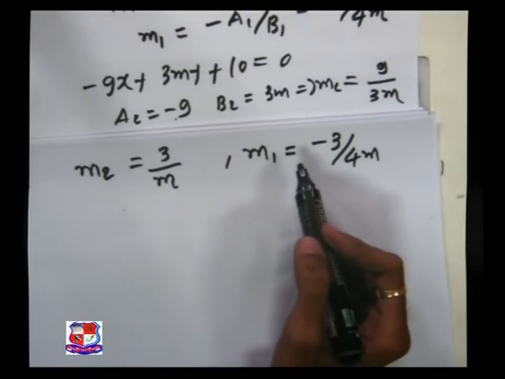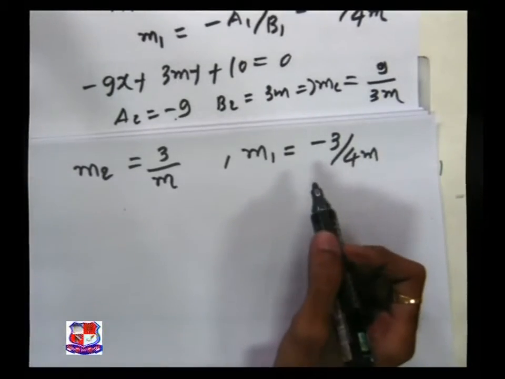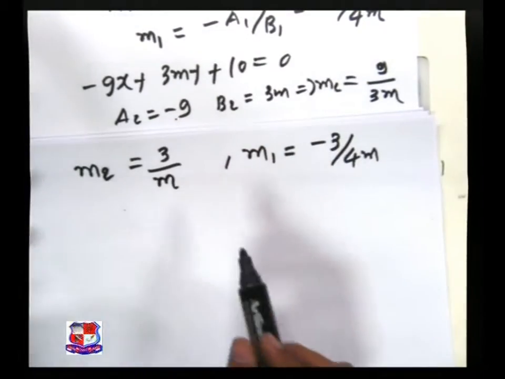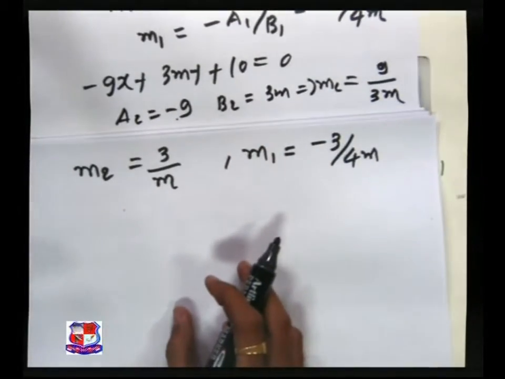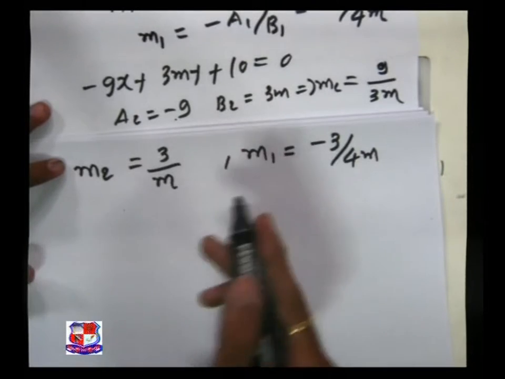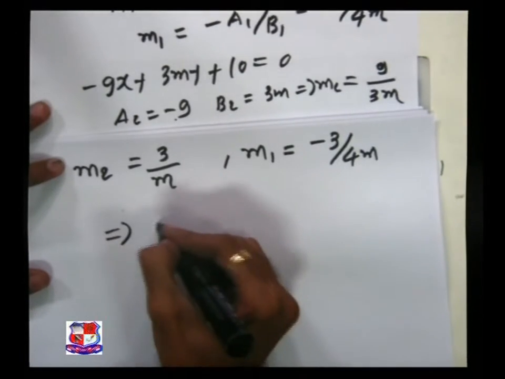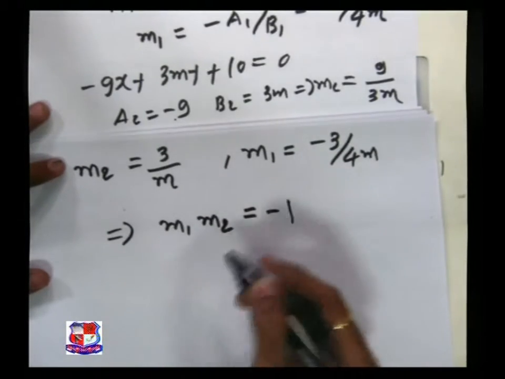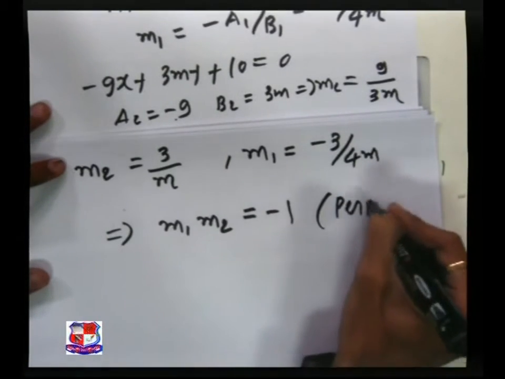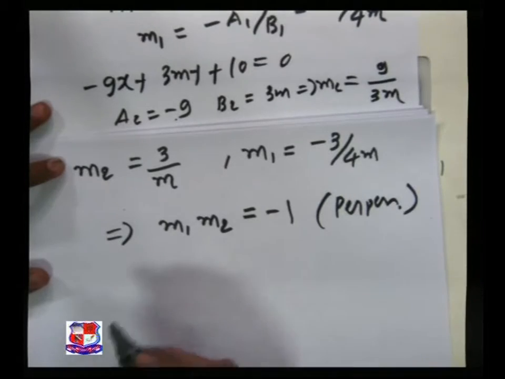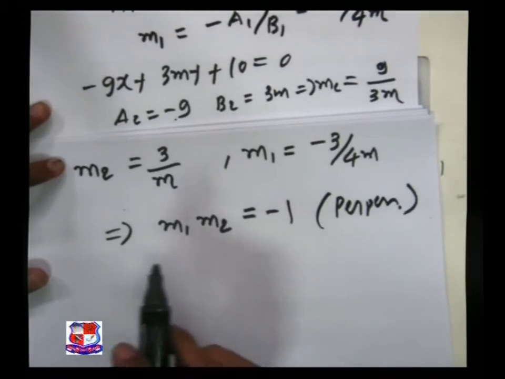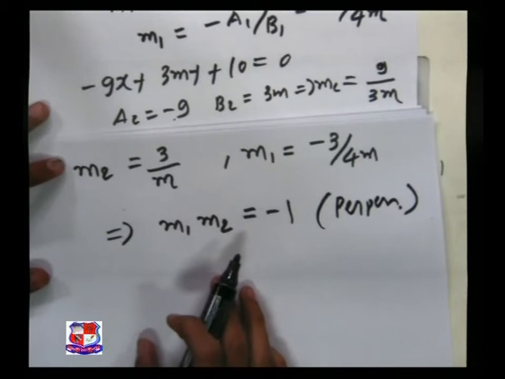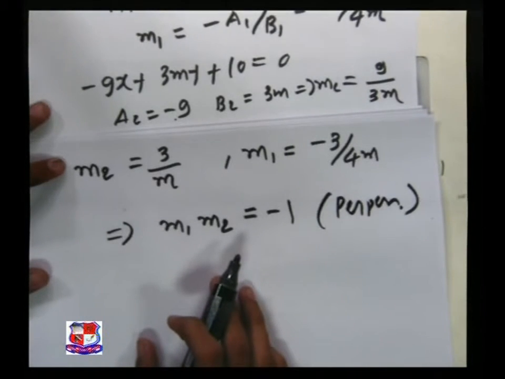If these two lines are perpendicular, then, as given in the question to find the value of m if these two lines are perpendicular, m1 into m2 is equal to minus 1, because for perpendicular lines, if two lines are perpendicular, then the multiplication of their slopes will be equal to minus 1. So m1 into m2 is equal to minus 1.